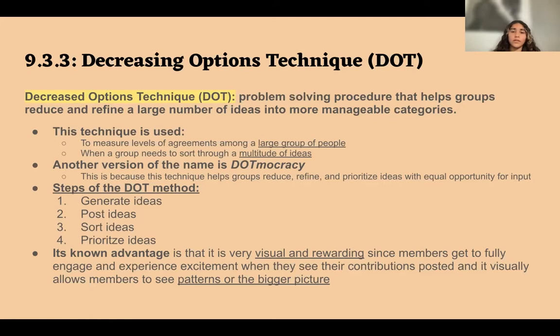So 1, generate ideas, then 2, post those ideas, then 3, sort them, and then lastly, prioritize. And it's a known advantage that this technique is very visual and rewarding since members get to fully engage and experience excitement when they see their contributions posted. And it also allows members to see patterns or the bigger picture because it's posted again.